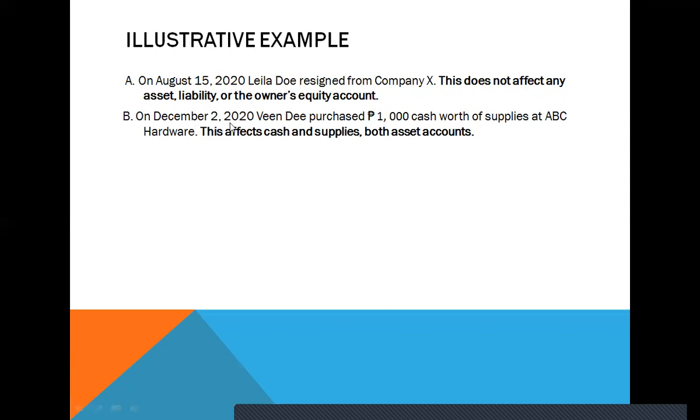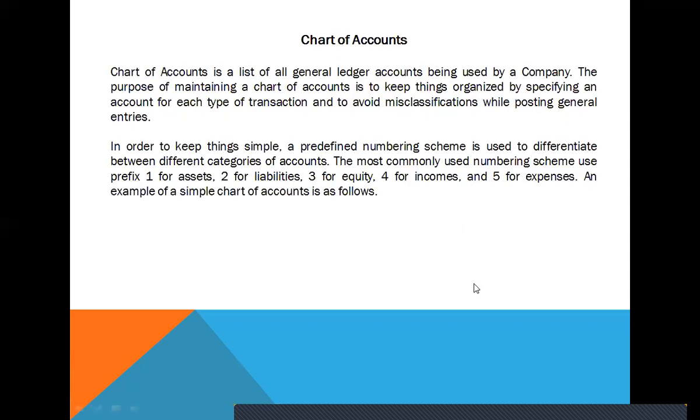On December 2, 2020, VEEN purchased 1,000 pesos cash worth of supplies at ABC Hardware. So this affects cash and supplies, both asset accounts. Now, before we go to step 2, let me first discuss to you the chart of accounts because this is important for the following steps.